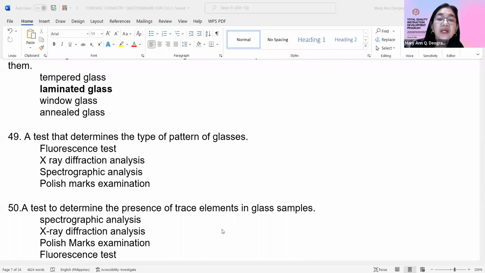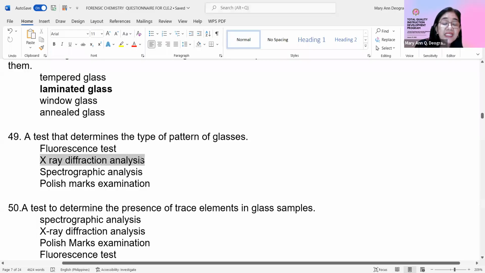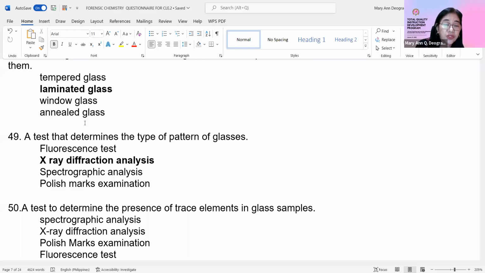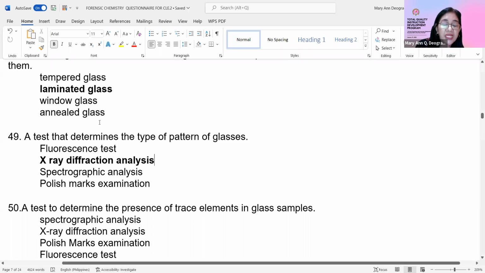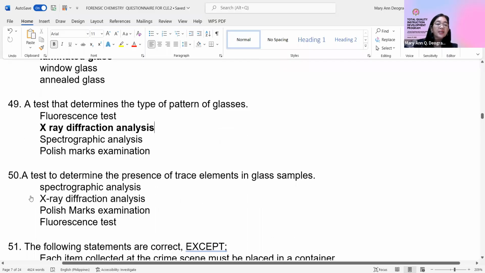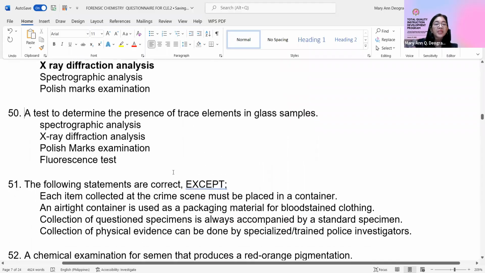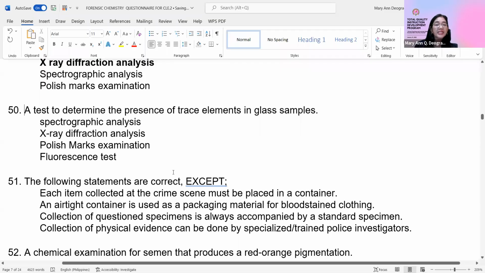Alright, somebody asked a question. The answer to number 49 is X-ray diffraction. Annealed glass is a soft kind of glass. Someone asked, ma'am, what is annealed glass? Annealed glass is another kind of glass with a soft texture, a soft kind of glass. Okay, number 50. A test to determine the presence of trace elements in glass. This is our spectrographic.